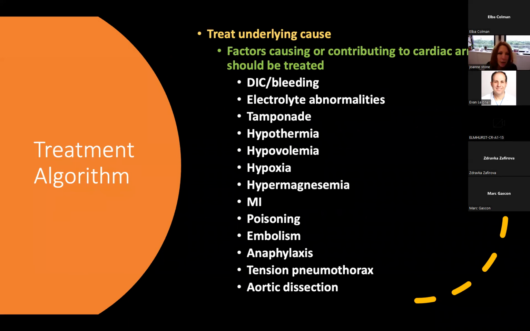And then always thinking about treating underlying causes. Some of the factors that may cause or contribute to cardiac arrest should be treated. So DIC or bleeding, certainly. Correction of any electrolyte abnormalities, tamponade, treating hypothermia, hypovolemia, hypoxia, hypermagnesemia can be seen, an MI, poisoning, an embolic phenomenon like pulmonary embolism, certainly anaphylaxis. If there's a tension pneumothorax or aortic dissection. Aortic dissection has one of the worst prognoses, really, for survival.